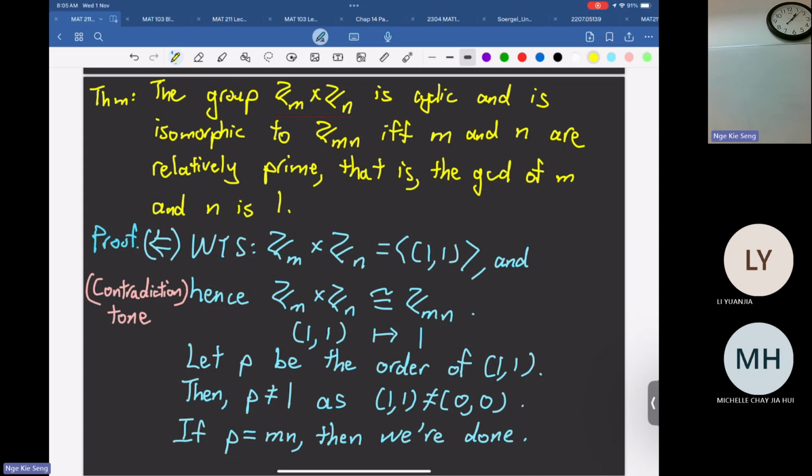So what's the choice of generator we make here? We want to try and prove that it is generated by the generators of both groups, which is 1, so (1, 1) in this case. So how to prove that (1, 1) is the generator of this group? It means that the order of this element has to be equal to the order of the group, so that you can reach all the elements before you reach the identity, right?